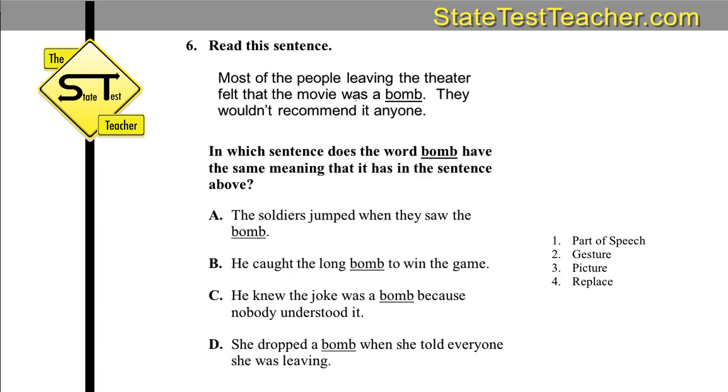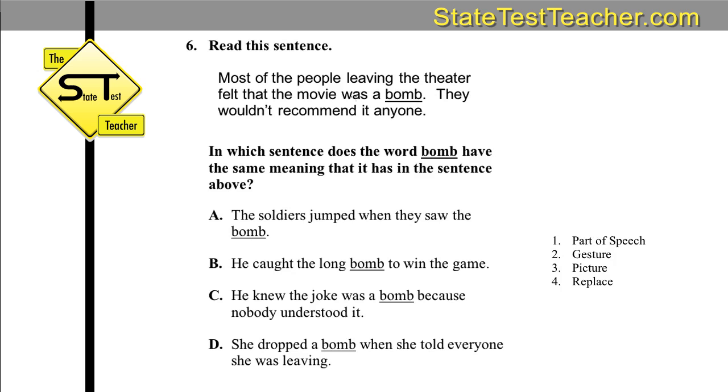I tell my students that even if you think you found the right answer, you need to make sure you try all the answers. And so in this case, D, she dropped a bomb when she told everyone she was leaving. In this case, I would make a look of shock with my face. And it turns out that C has the gesture that's closest to the example, and I would choose C. That's how I would use gestures.